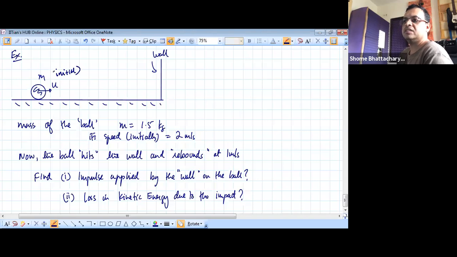Okay, this is the initial state. No Adinath, okay, I'll explain. Now during impact, what is happening?